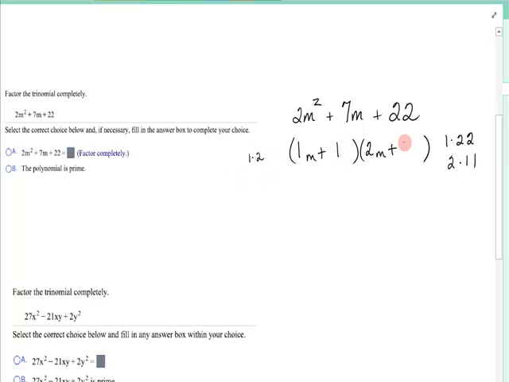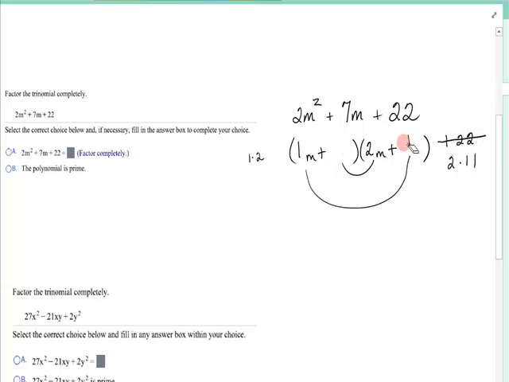So if I put 1 and 22, well, that outer product of 22m is already too big. So I switch it to 22 and 1, and it got worse. The outer product is 1m, but the inner product is 44m. Those don't add to be 7. This was my only choice, so that didn't work.